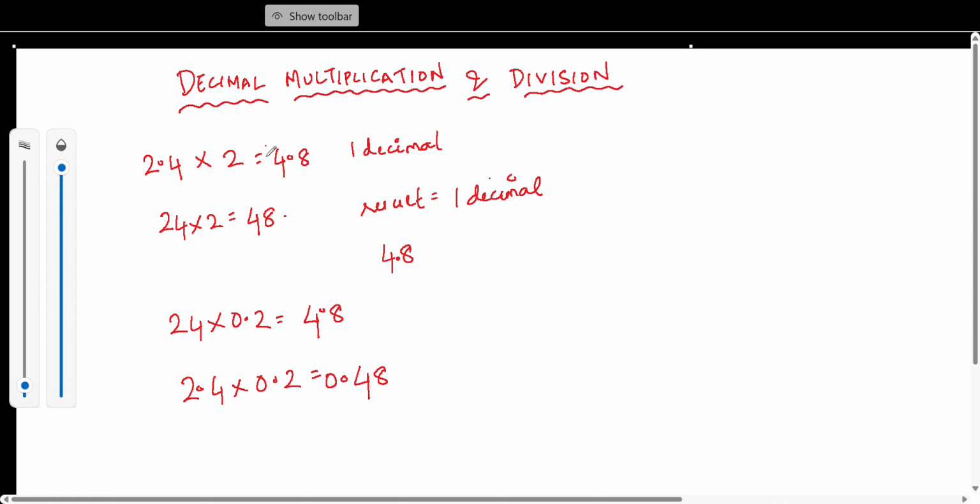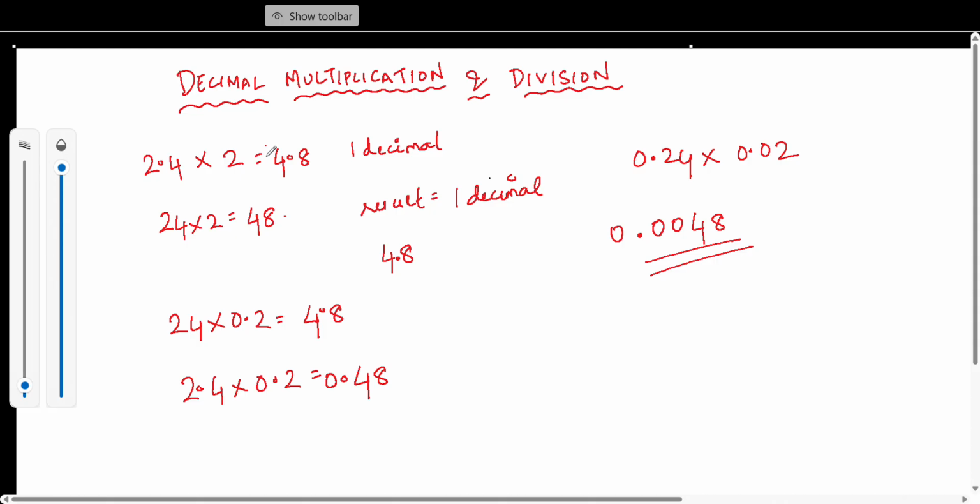If I had 0.24 into 0.02, still put 48. Here 2, here 2. So totally there should be 4 decimal places in the answer. But all we have is only 2 digits. So obviously, to make up for the remaining 2 decimal places, in place of the placeholder we'll put 0. So 0.0048. This is how decimal multiplication should be done.